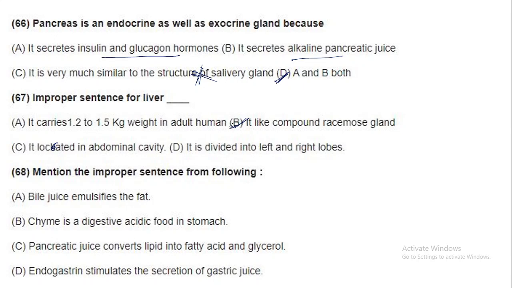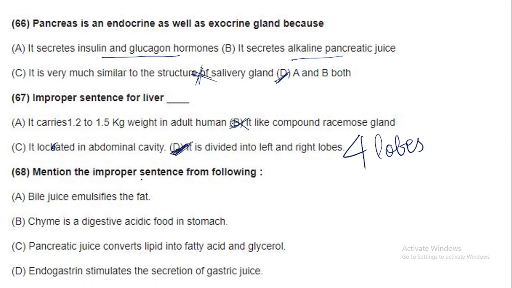Sorry, the right option here is, the liver has got 4 lobes. Liver has got 4 lobes, which are the left, right, top and bottom, the other 2 lobes are really small, so it is not just divided into 2 lobes but into 4 lobes. So this is the improper statement, not this.